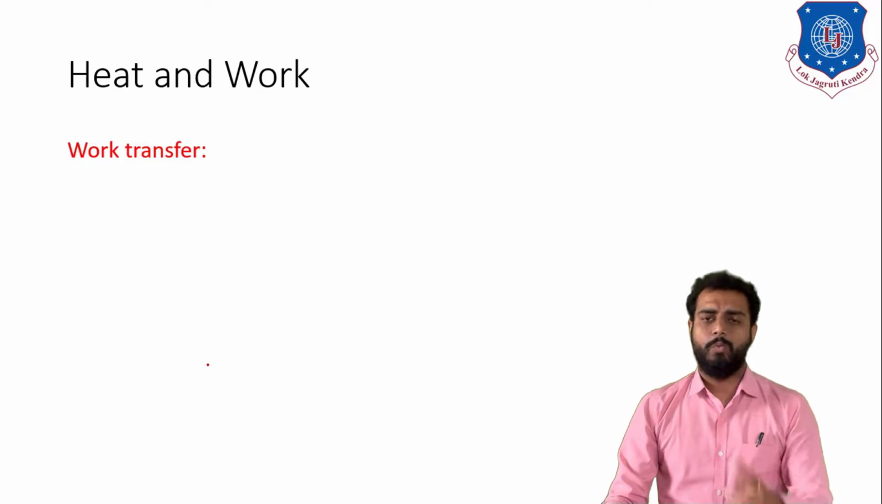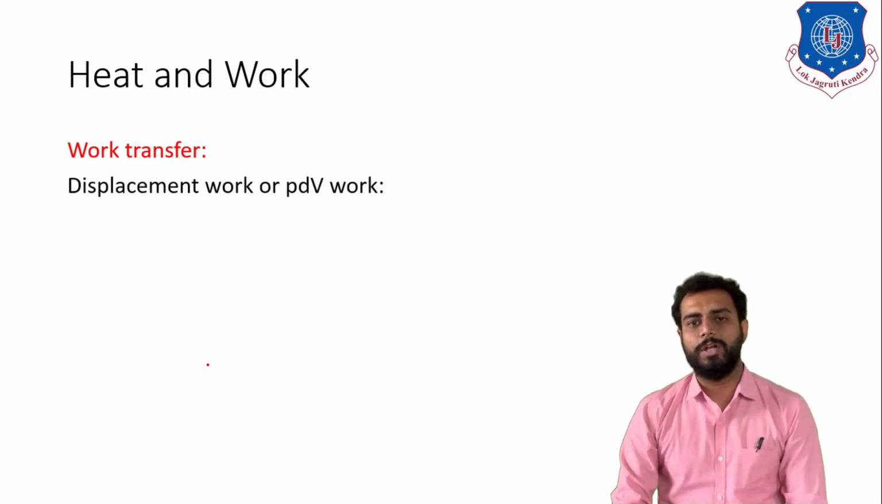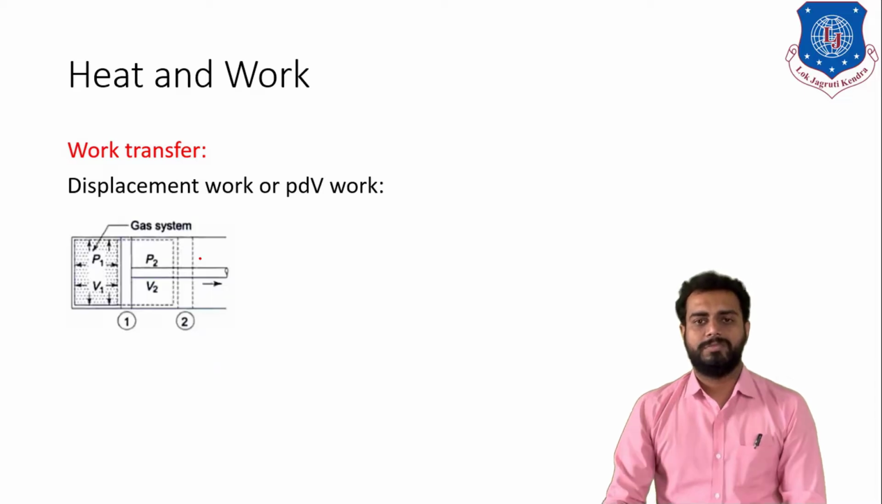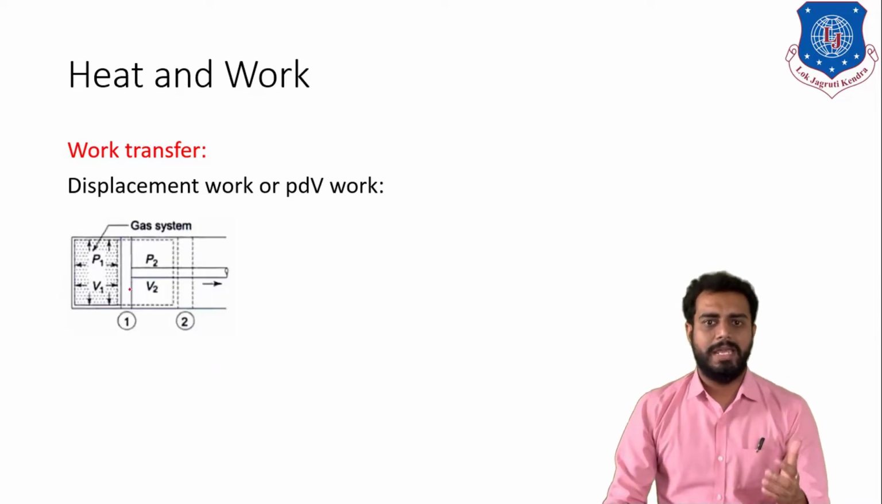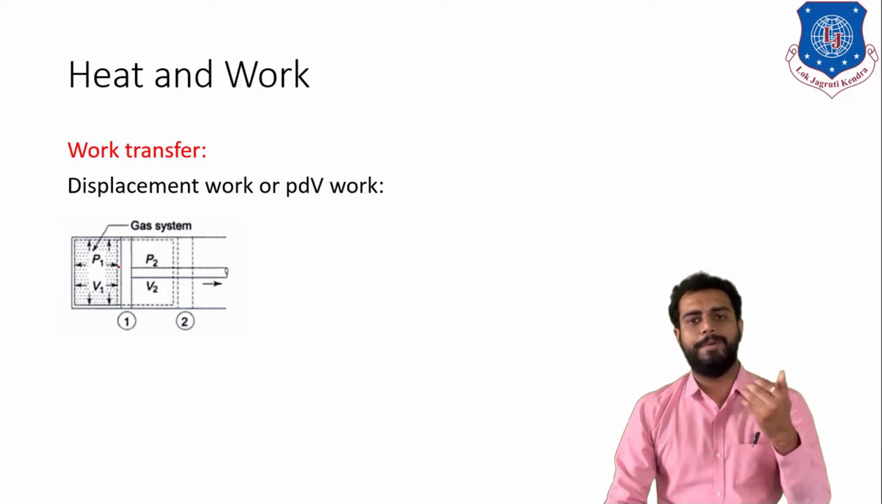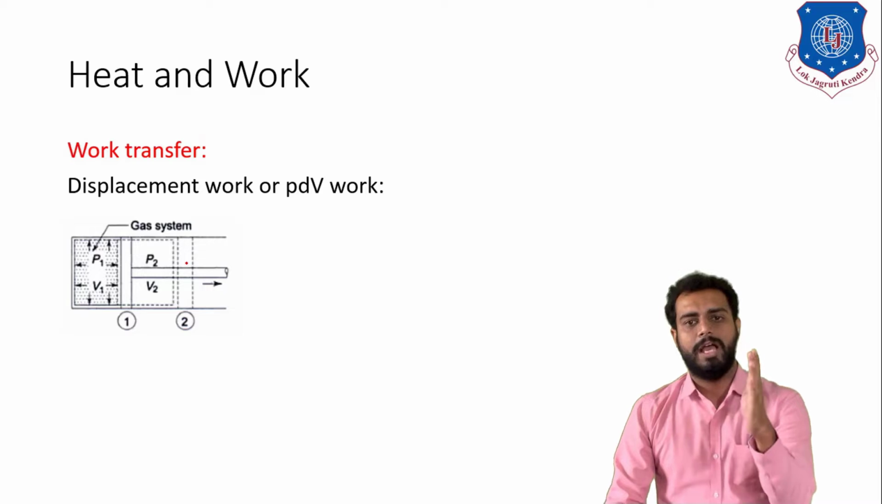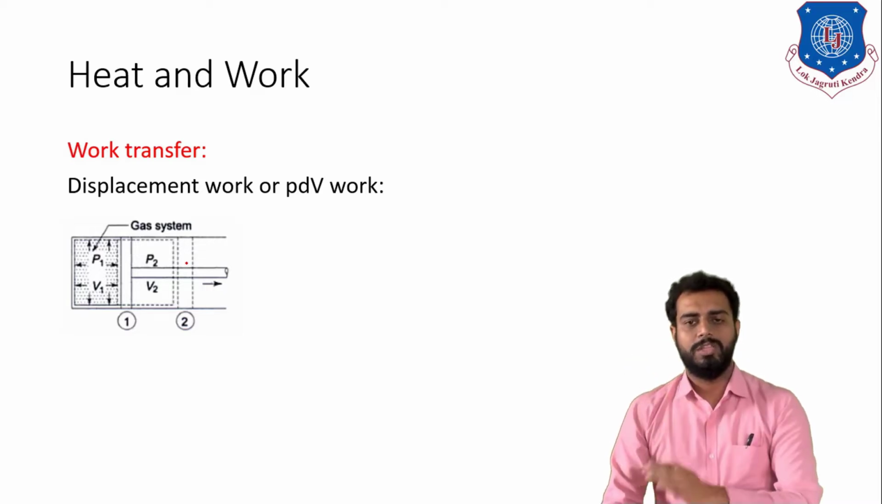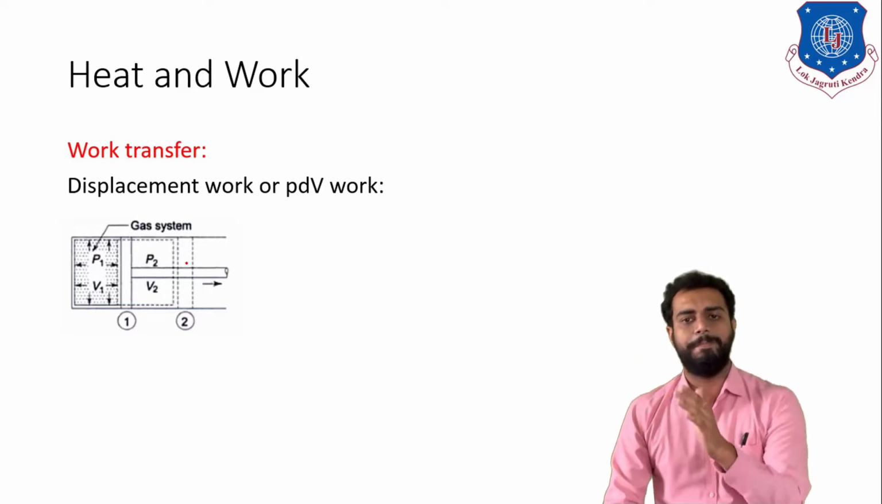Okay. Now work transfer. There are different types of work transfer. The very first is displacement work, or PdV. Simple. If a piston is reciprocating in a cylinder, then initially the pressure and volume will be P1, V1, and after a certain time at location number 2 the pressure and volume will be P2, V2.